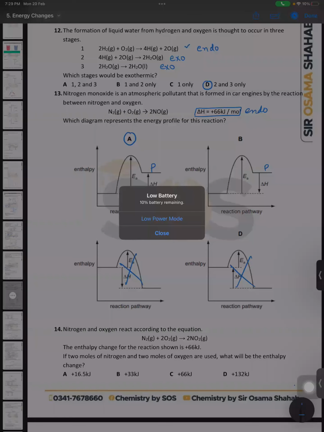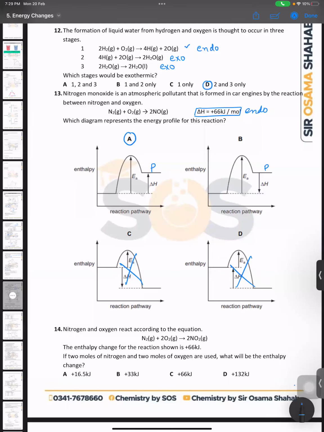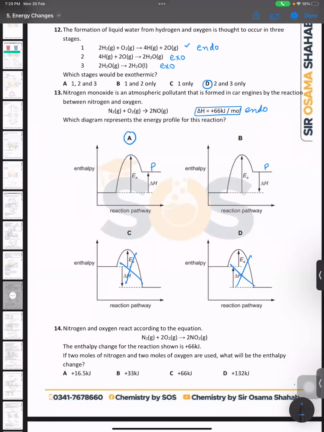Yes, Huzefa, can you answer this? Sir, D. D for doll, right? Yes. Okay, just look at over here. The nitrogen and oxygen react according to the equation. That's fine. The equation is showing that if you have 1 mole of nitrogen, it is going to react with 2 moles of oxygen to produce 2 moles of nitrogen dioxide. The enthalpy change for the reaction is 66 kilojoules per mole, right? When the reaction has finished, you will see 66 kilojoules of energy would be absorbed, right? If 2 moles of nitrogen, just look at over here, they are increasing the number of nitrogen moles. If 2 moles of nitrogen react with 2 moles of oxygen, so what will be the enthalpy change?